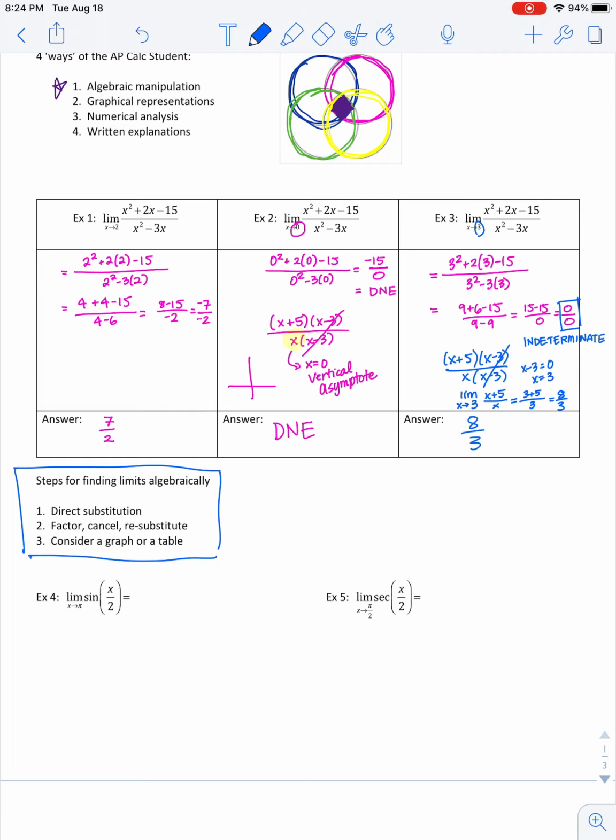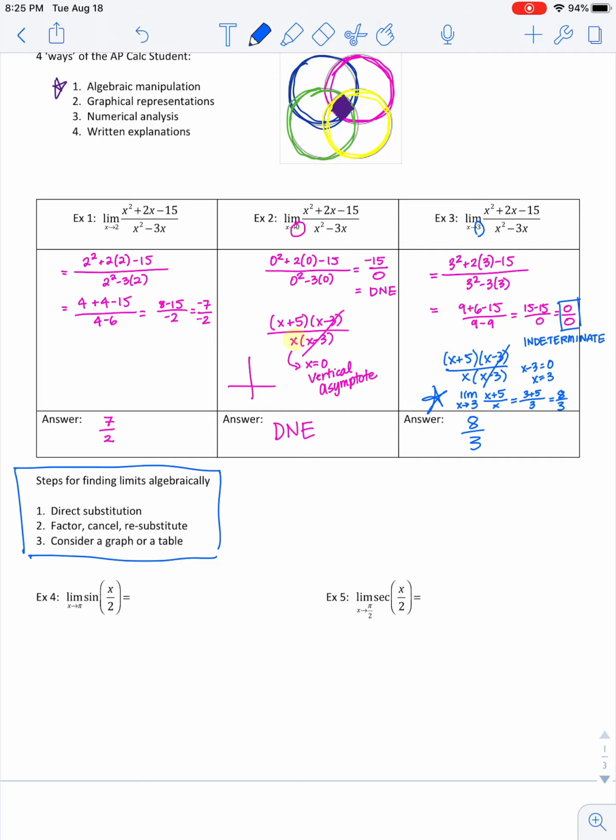Okay, so these are our steps for finding limits algebraically. We're always going to try direct substitution first, always. If that doesn't work out, the next best thing to do is to factor, cancel, and resubstitute after you do all that, and see if you can then get it to work. That's what we did right here in example 3. And then lastly, if we can't figure out anything from this line of work, we're going to move on to a graph or a table of the function. And we're going to cover tables tomorrow.